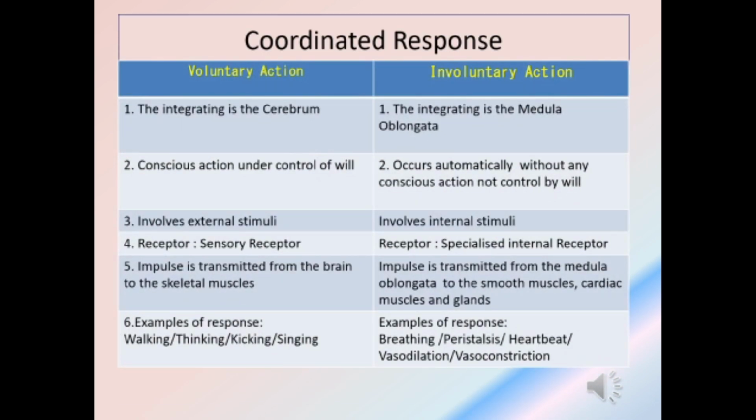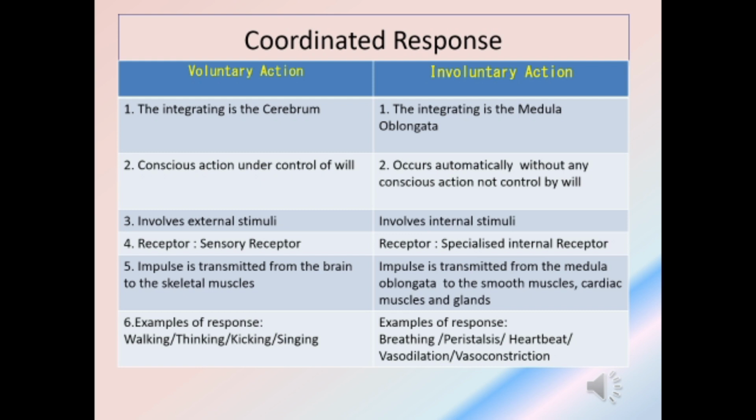There are two types of coordinated response. Number one, voluntary action, and number two, involuntary action. The integrating center for voluntary action is the cerebrum. For involuntary action, medulla oblongata. Voluntary action is conscious action under control of will, whereas involuntary action occurs automatically without any conscious actions, not controlled by will. Voluntary involves external stimuli, involuntary involves internal stimuli.